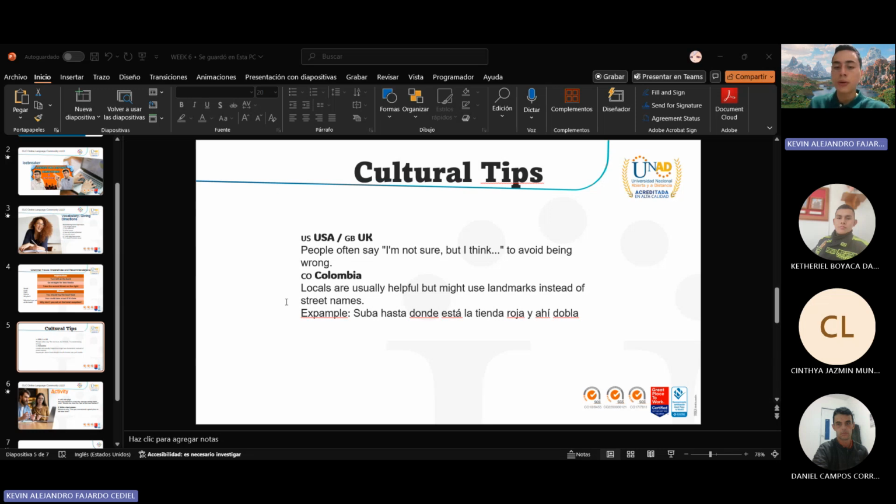For example, we say "turn where the red store is" in Colombia, but in the USA or United Kingdom, it's more usual that they say "turn right and go down 2 blocks and you can see the bakery." So for this moment, do you have any questions about this topic?